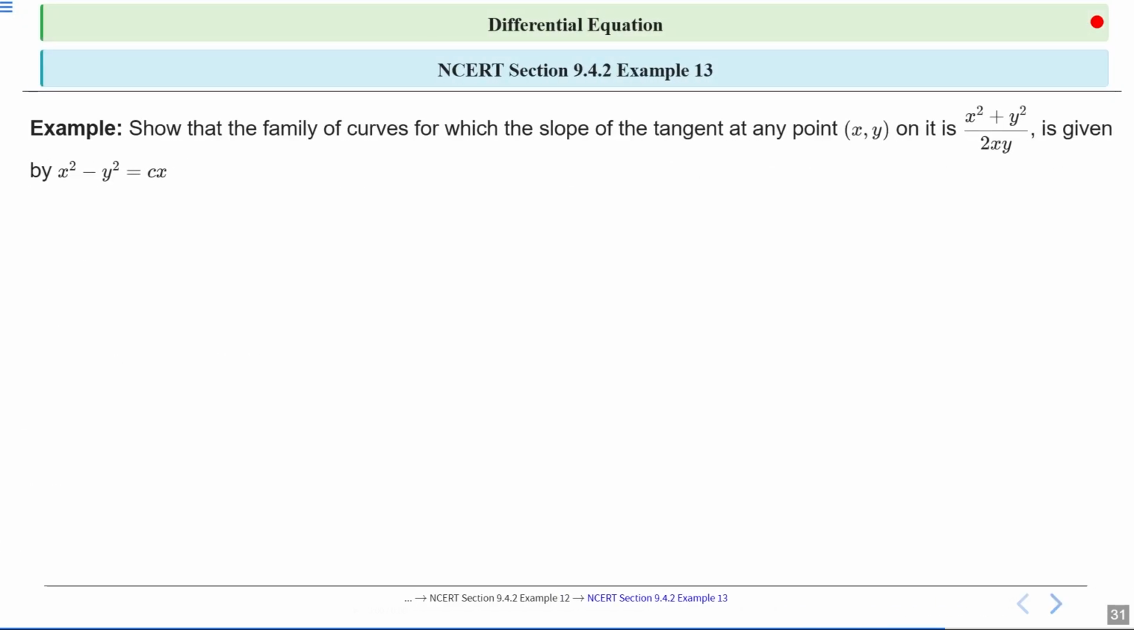So example 13 is, show that the family of curves for which the slope of the tangent at any point x, y on it is x square plus y square by 2xy is given by x square minus y square is cx. Okay, so here the given information is the slope of the tangent at any point x comma y is x square plus y square by 2xy, and we have to prove that the solution, the family of curves, that is the general solution for this differential equation, is x square minus y square is cx.